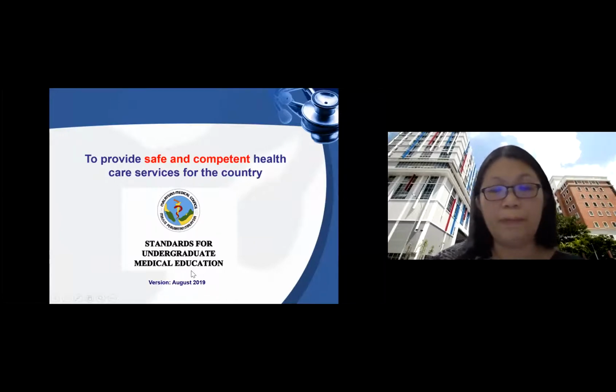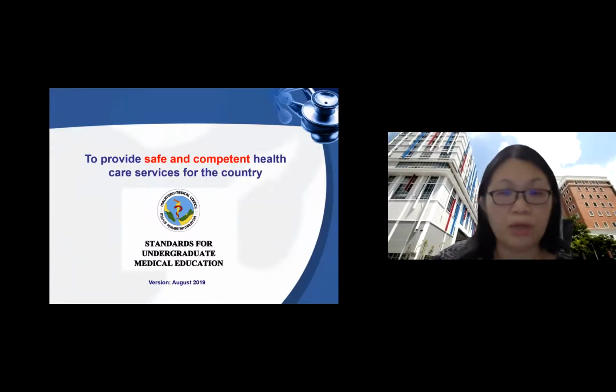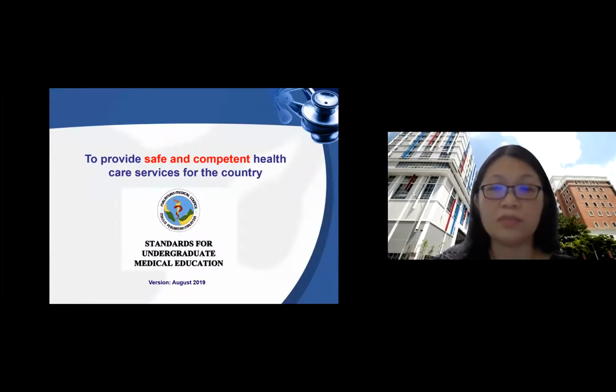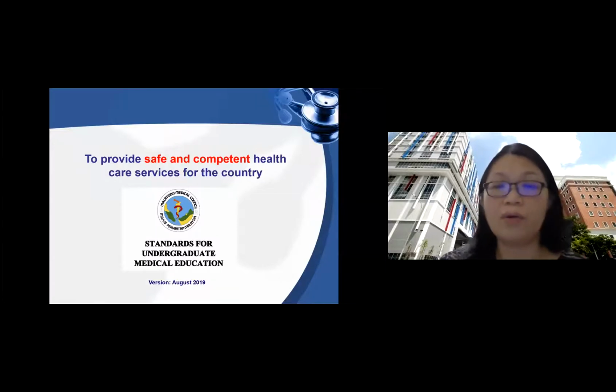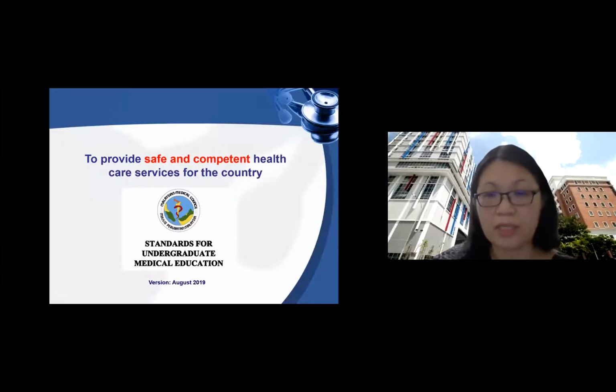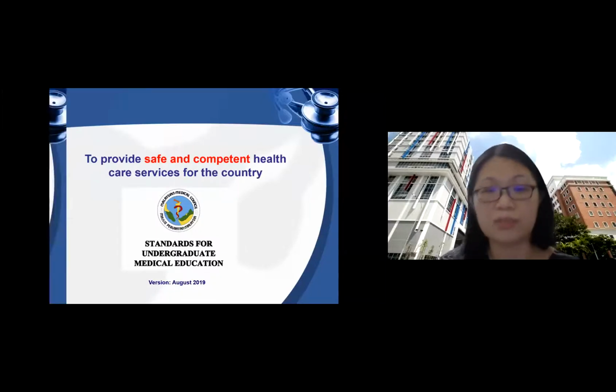The purpose of this standard is to ensure that the medical education we provide to our students is able to help the community and the country to have a safe and competent healthcare service. So we need to produce a group of safe and competent healthcare providers. That's why we would like all the medical schools providing medical education to adhere to the standard, so that our medical graduates are at the standard, safe, and competent.